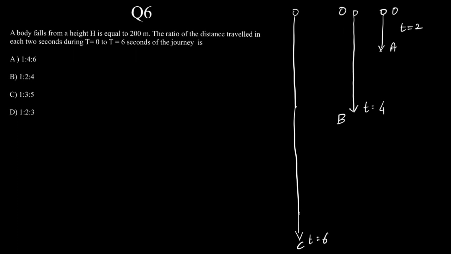Now, if you try to overlap these values here, we can use one diagram to explain all. So, A, B. This is at t is equal to 2. This is at t is equal to 0. This is at t is equal to 4. And this corresponds to t is equal to 6.